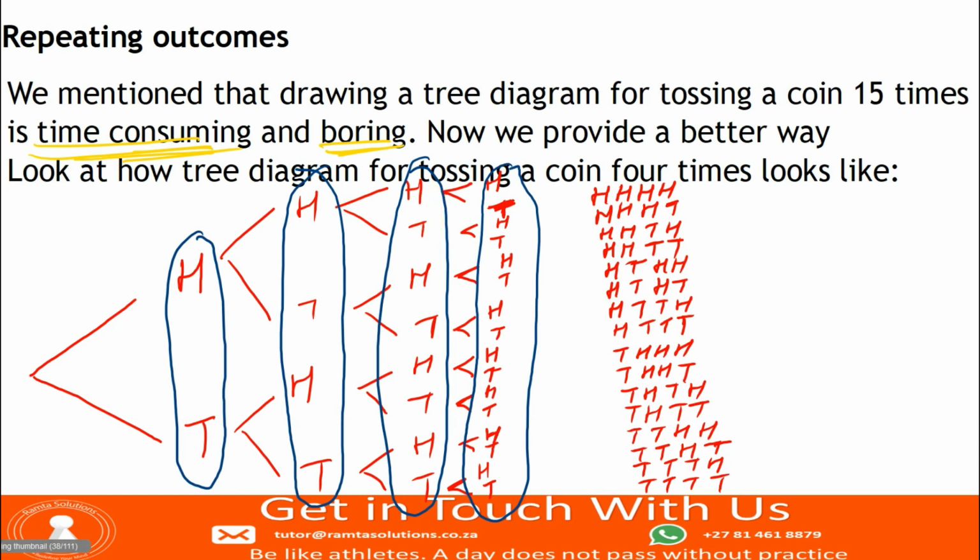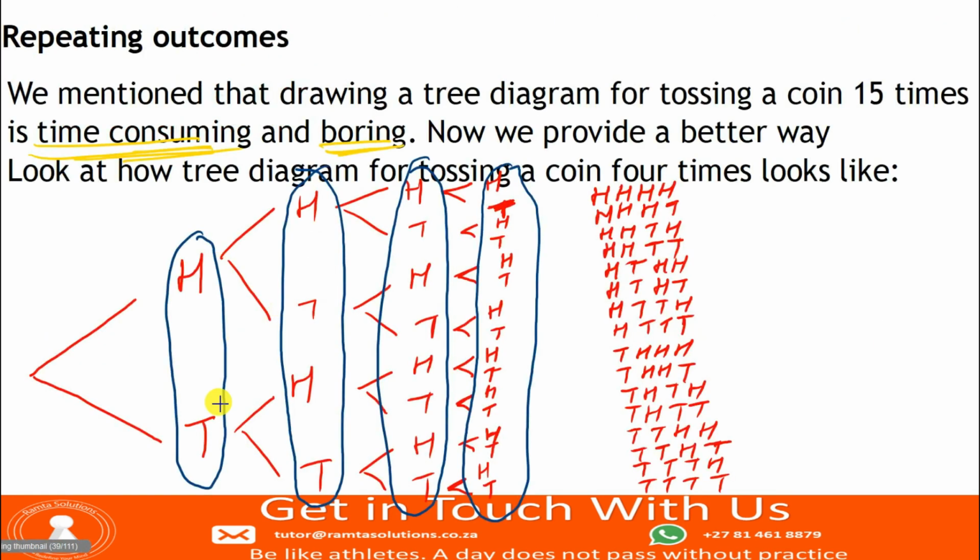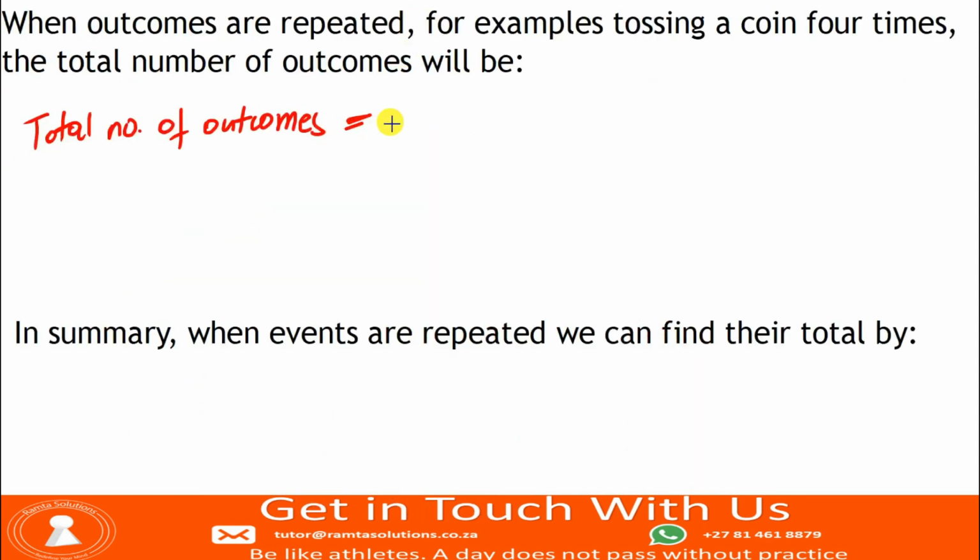Now, you have seen that this is not really working, right? Doing a tree diagram wasn't working. But I can show you now the total number of outcomes. We had event 1, which is tossing the coin the first time. How many options do we get? We get head and tail. That's 2 outcomes.